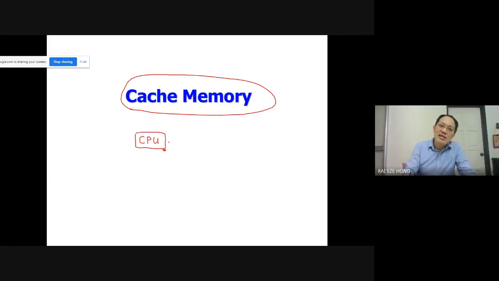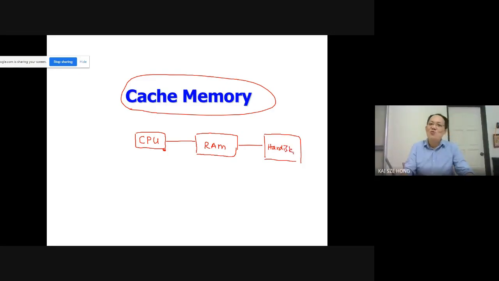Okay, usually when you have a CPU, you buy a RAM. A RAM is basically your main memory. Then only you have a hard disk. When I talk about hard disk, I don't know whether you still know what is a hard disk. Because currently the computer is becoming more sophisticated until you don't have a hard disk, you have SSD. This one is very, very fast compared to the hard disk. All your handphone basically, they use this SSD. Okay, so previously, they only have the CPU and the RAM.